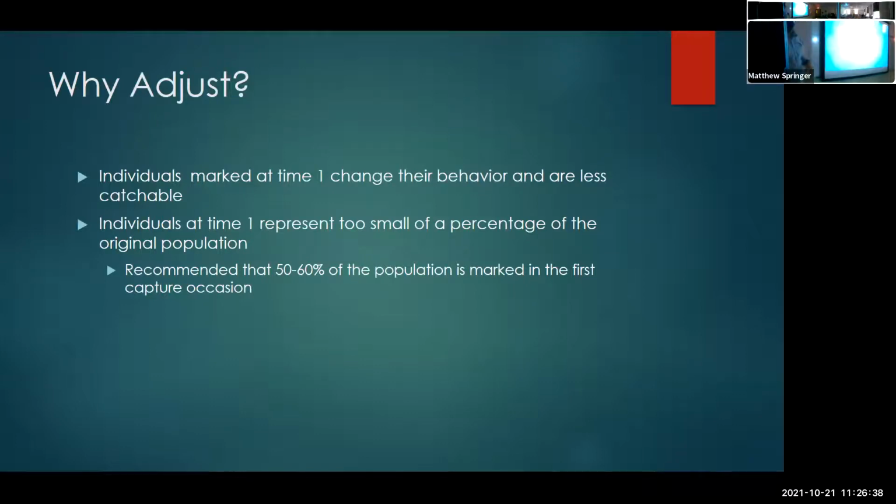Not perfect. It helps, though, to address any behavior changes from those that are caught initially, so they're less likely to be recaptured. Or if your number of marked individuals are not at a high enough percentage. For the Peterson estimate to be somewhat accurate, you need to mark in the initial capture at least about 50 to 60% of your animals. That's very difficult to do in one capture event for most species.